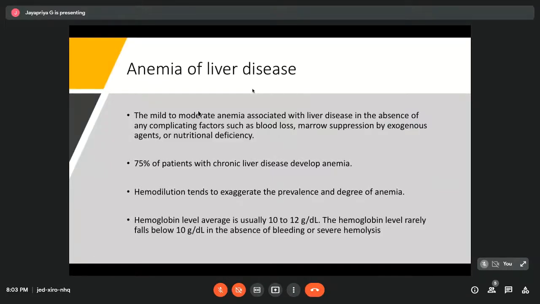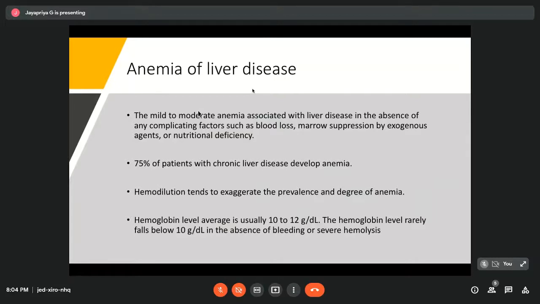Now coming to the other chronic disease, that is anemia of liver disease. Here again, just like in anemia of chronic disease, when the anemia is caused directly because of the liver disease, without other complicating factors like blood loss or nutritional deficiency or marrow suppression by other exogenous agents, we call it anemia of liver disease.